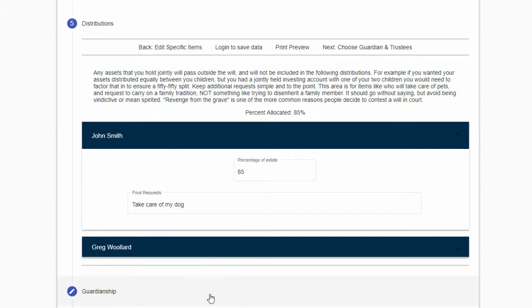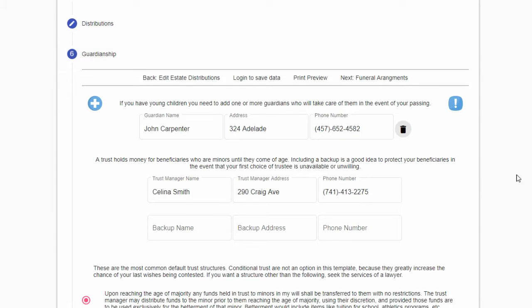The next section we're going to look at is guardianship. So this is really important if you have kids or if you plan on having kids in the future.